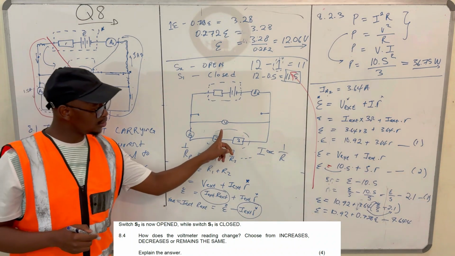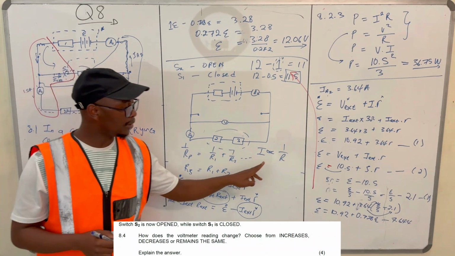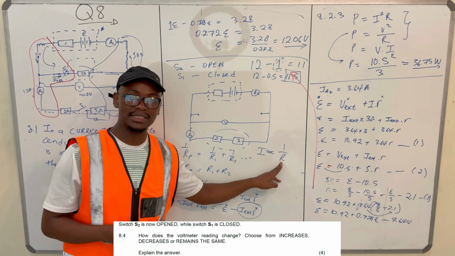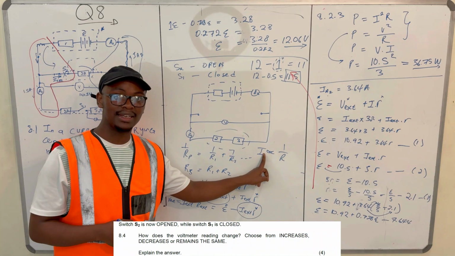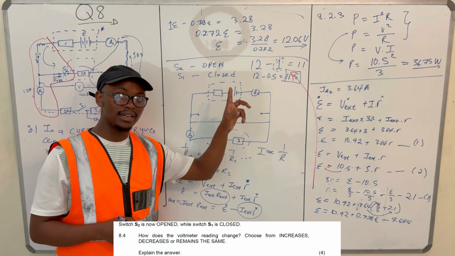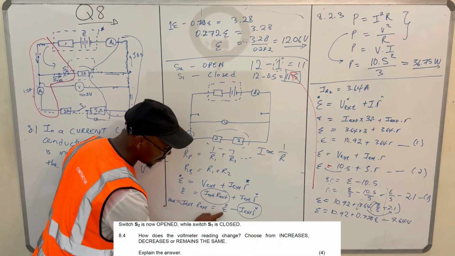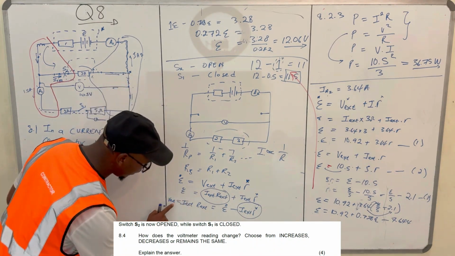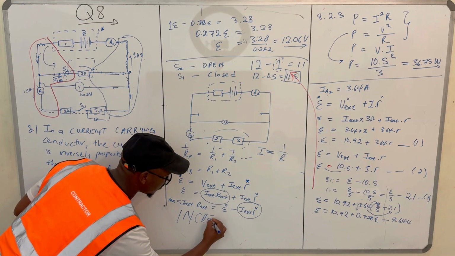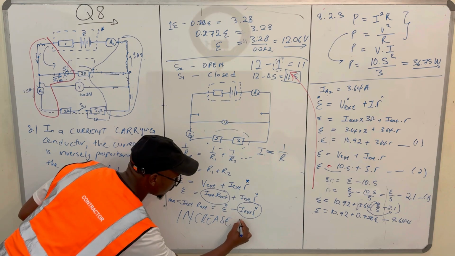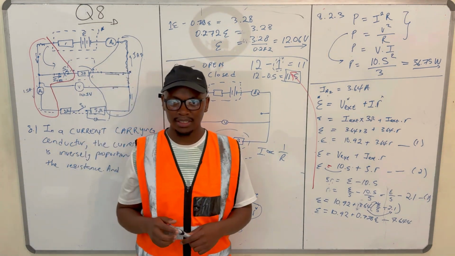So if we have this new circuit here, we are now effectively increasing the external resistance. And when you increase the external resistance, the I external decreases. And since the EMF will always remain the same, the V external will increase. Right. So that is the answer for our last question.